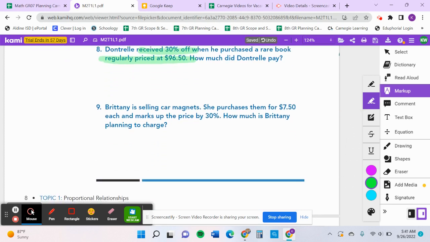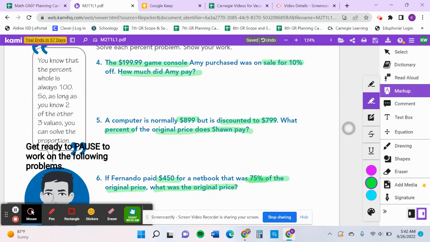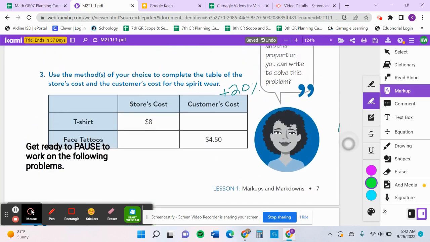And lastly, number 9, Brittany is selling card magnets. She purchases them for $7.50 each and marks up the price by 30%. How much is Brittany planning to charge? So how much is she going to charge her customers? All right, pause here and go ahead and get started on questions 3 through 9.